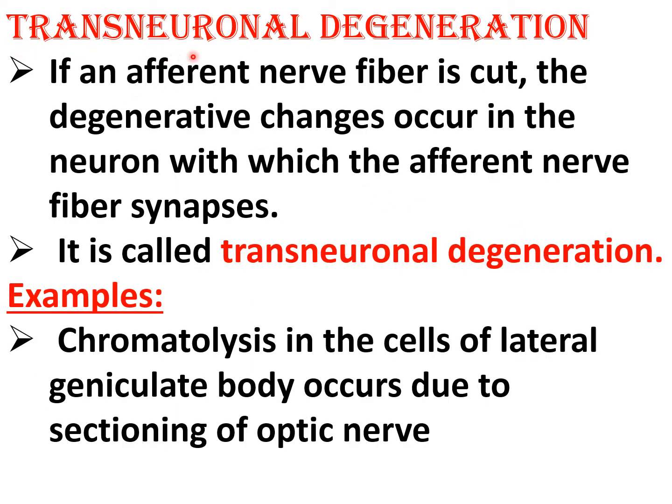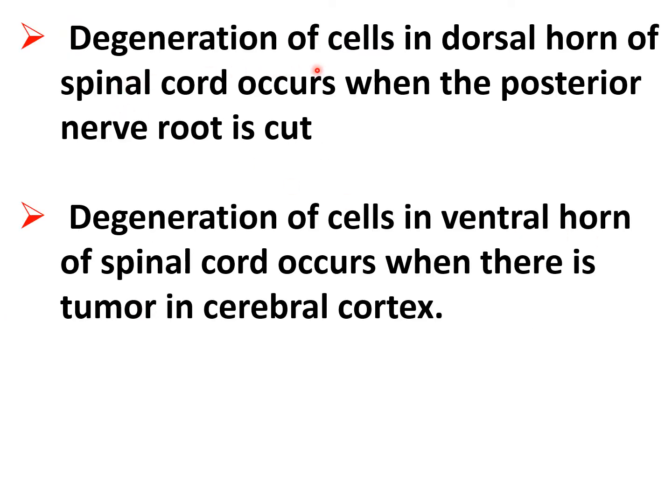Now, what is transneuronal degeneration? If an afferent nerve fiber is cut, the degenerative changes occur in the neuron with which the afferent nerve fiber synapses. That is known as transneuronal degeneration. For example, chromatolysis in the cells of the lateral geniculate body occurs due to sectioning of the optic nerve. Degeneration of the cells in the dorsal horn of the spinal cord occurs when the posterior nerve root is cut. Degeneration of the cells in the ventral horn of the spinal cord occurs when there is a tumor in the cerebral cortex.